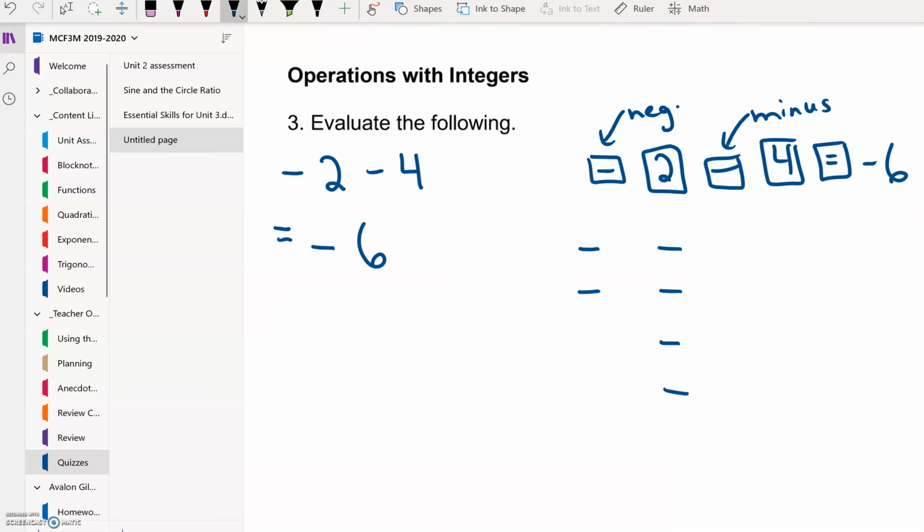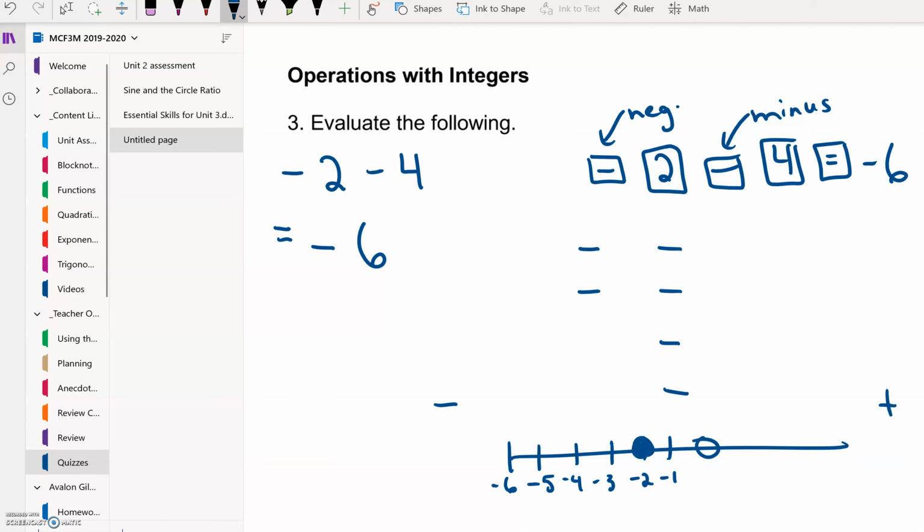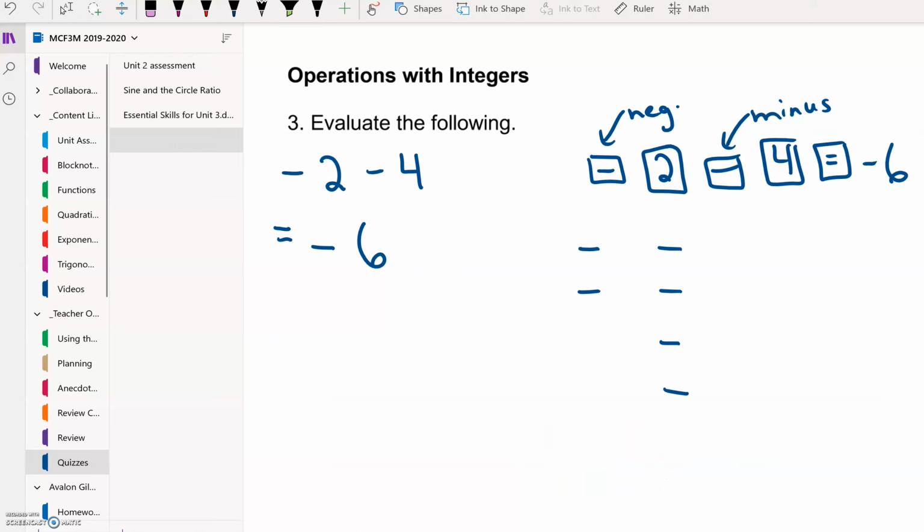Or you can use the number line. Okay, here's 0 in the number line. Okay, here's -5, -4. So you start at -2 on your number line, and this is more in the negatives, this is more in the positives. So I have to go 4 positions to the left because it's 4 negatives. 1, 2, 3, 4, and I end up at -6. So there's a variety of different ways that you can do this.